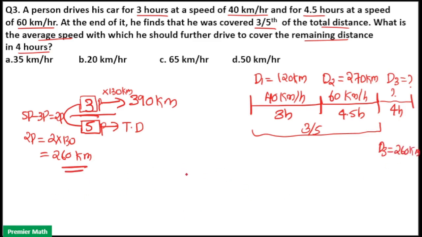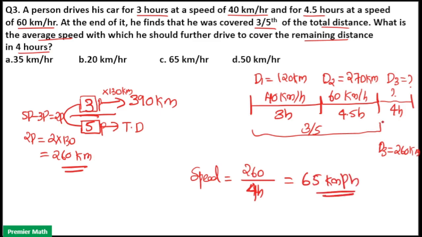So the speed of this journey is distance divided by time taken, which is 4 hours. So average speed will be 260 by 4 hours. 26 by 4 is equal to 6, remaining 20 by 4 is equal to 5. So 65 km per hour is the speed of this last part. So option C is your answer.